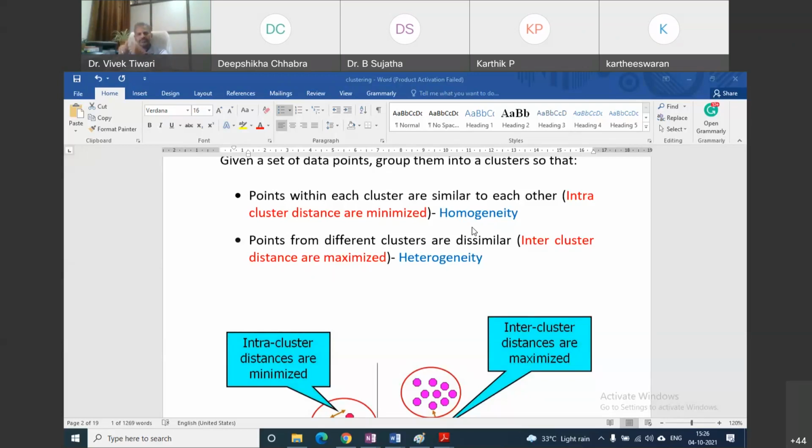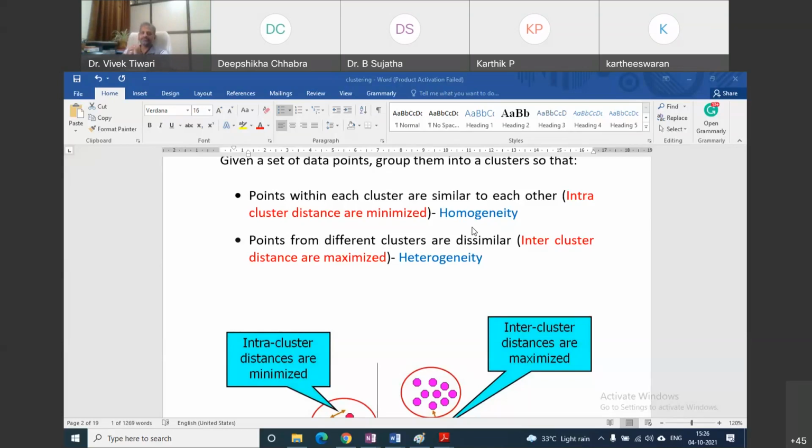What is homogeneity? Within a cluster, the distance between the data points is called homogeneity, and another word is intra-cluster distance, which I want to minimize. When the distance between two data points is minimum, they are more homogeneous.